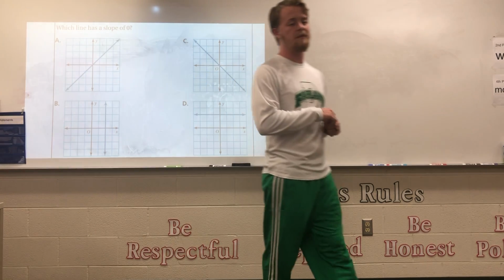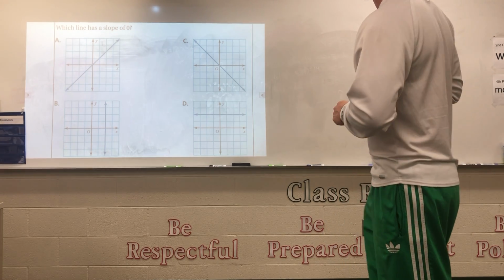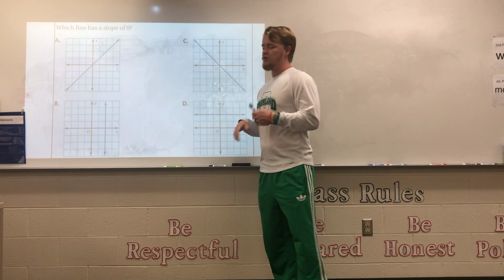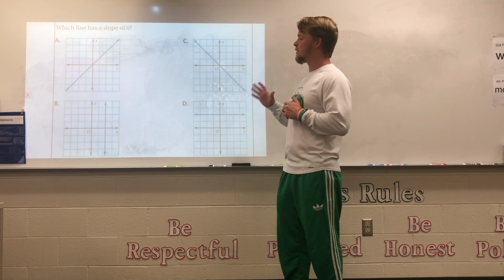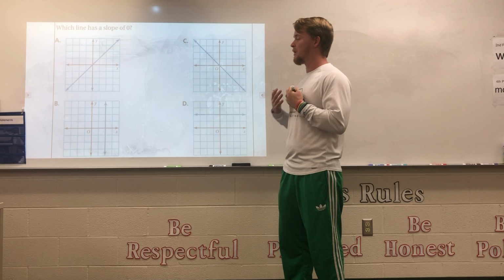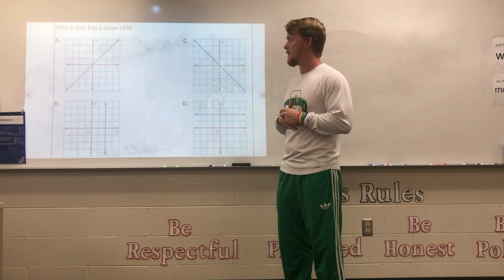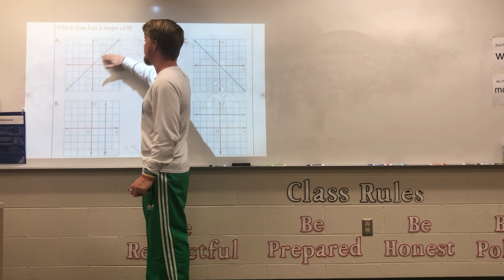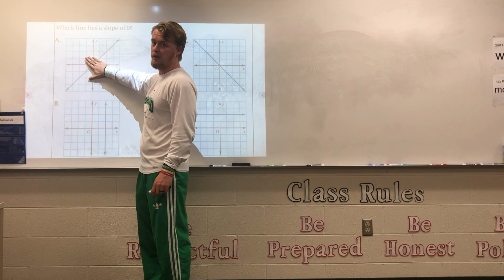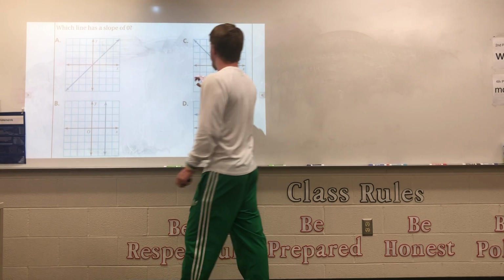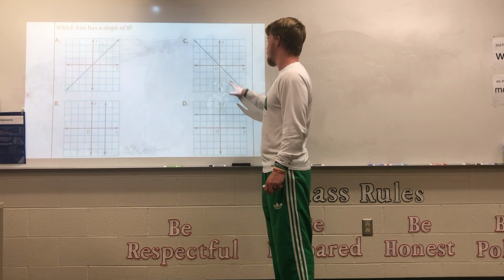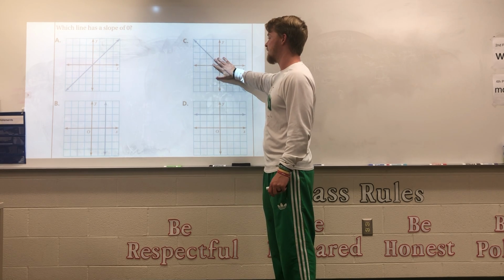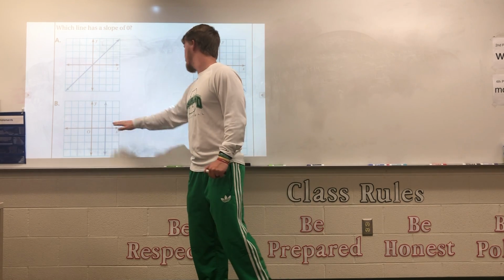So again, pause the video, see if you can figure out which line has a slope of 0. Once you start this video back up, right off the bat, you should be able to eliminate this down to just 2 choices. This is going upward, so we've talked about ones that have uphill lines are positive slopes, so it's not A. Ones that have downhill running slopes are negative slopes, so it's not C. So that leaves me with B and D.